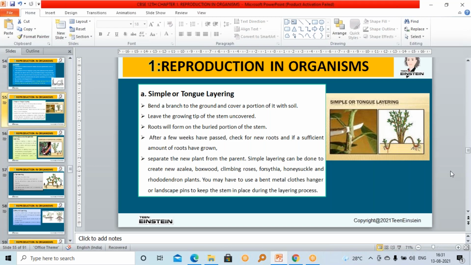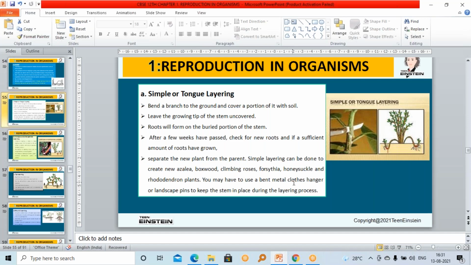So we can do this method in rhododendron, then climbing rose, etc. Examples for simple layering: in which plants are we doing it? Climbing rose and rhododendron. These are the examples of simple layering plants.